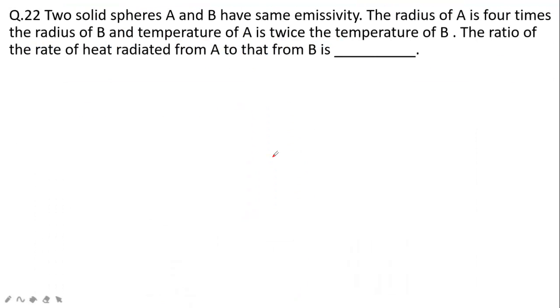Moving ahead. Question number 22. Two solid spheres A and B have the same emissivity. The radius of A is 4 times the radius of B and the temperature of A is twice the temperature of B. The ratio of the rate of heat radiated from A to that from B is.